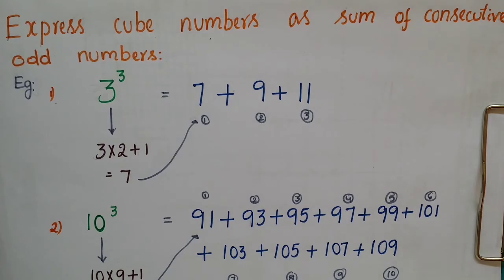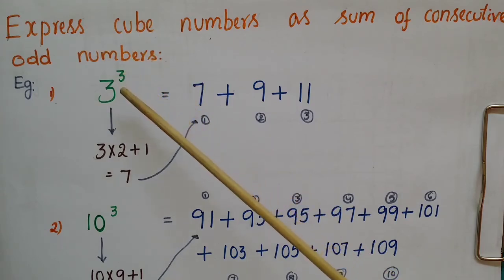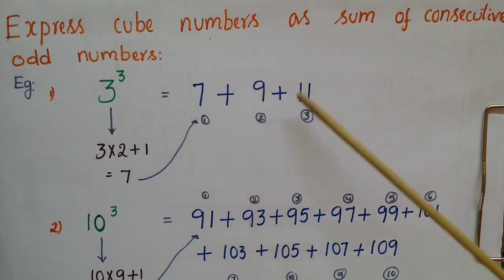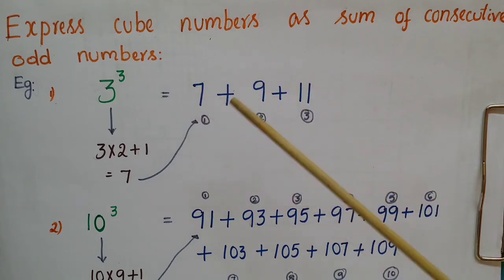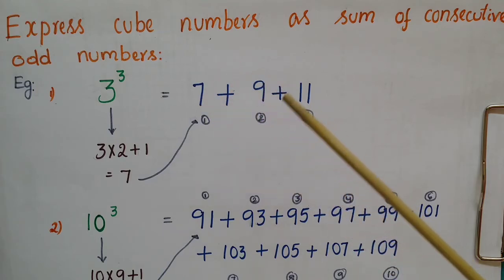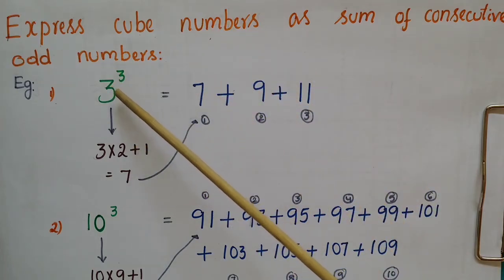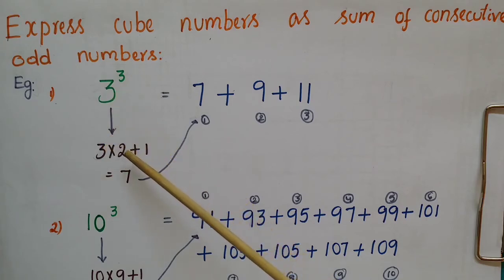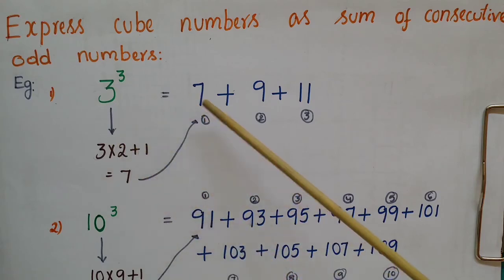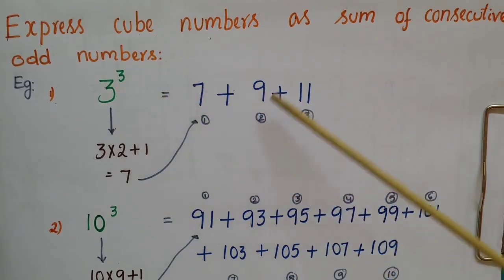Hello everyone. Today I am going to tell how can we express cube numbers as sum of consecutive odd numbers. Let us go through some examples. First one is 3 cube. 3 cube we can express as sum of 3 consecutive odd numbers. 4 cube we can express as 4 consecutive odd numbers. 5 cube we can express as sum of 5 consecutive odd numbers. So first odd number we can find like this. Here 3 cube we need, so 3 into, before 3 is 2, so 3 into 2 plus 1. So 3 2s are 6, 6 plus 1, that is 7. So first odd number here is 7. So we can express 3 cube as 7 plus 9 plus 11.